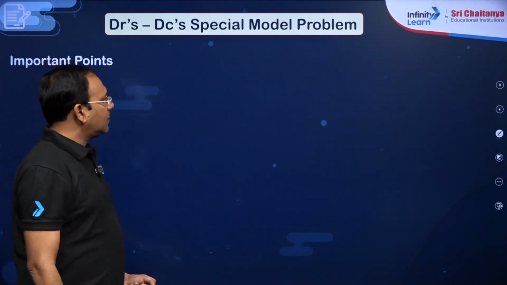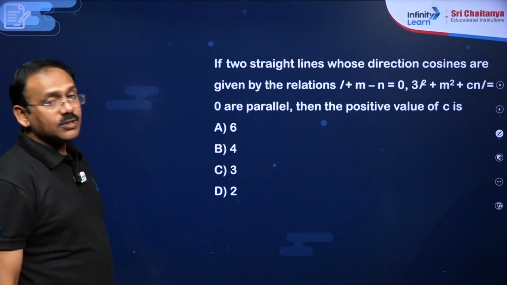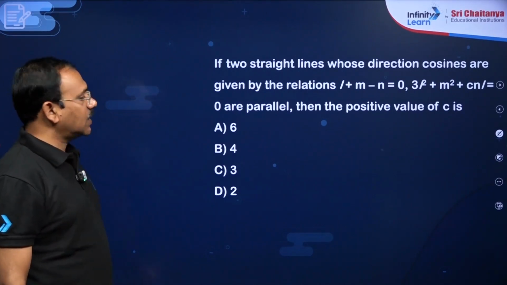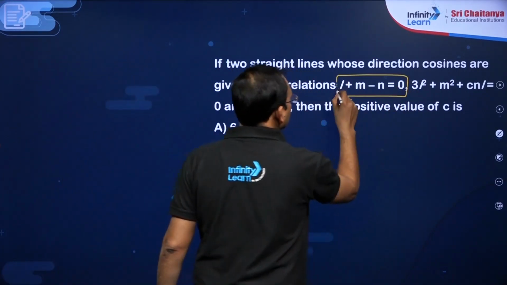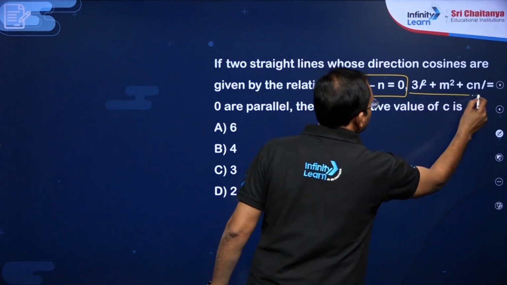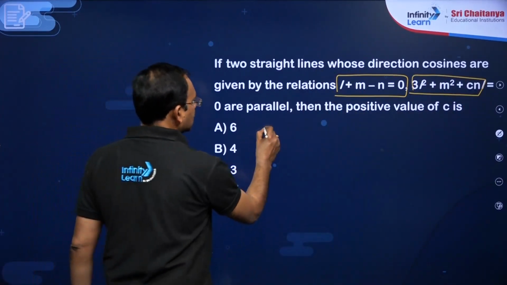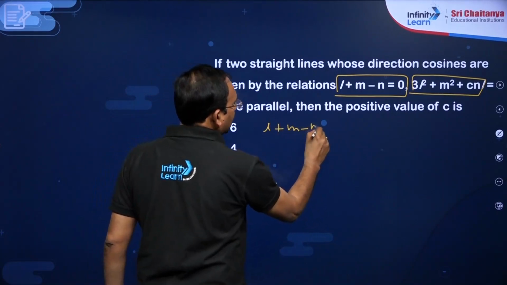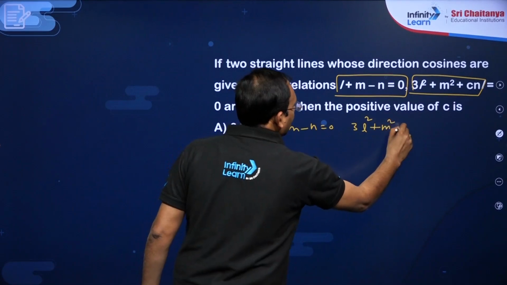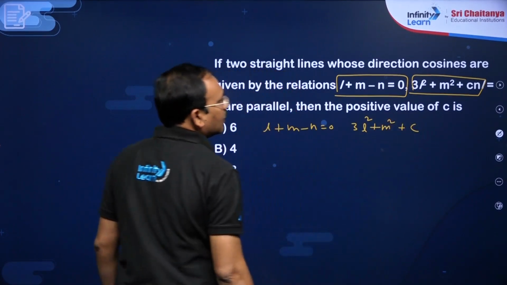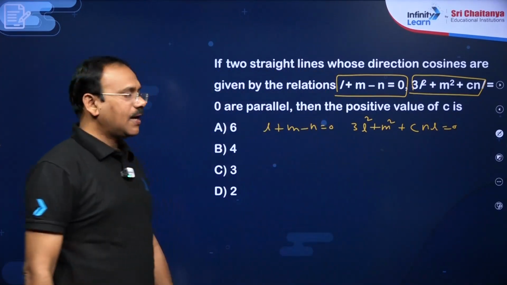Next, you see DRs and DCs problems, dear students. You see this kind of question, two straight lines whose direction cosines are given by the relations. L plus M minus N is equal to 0 is one relation, and 3L square plus M square plus C N L equal to 0, then the positive value of C is asked. So, what are the relations given? L plus M minus N is equal to 0, 3L square plus M square plus C N L equal to 0. Let us assume the question is correct.